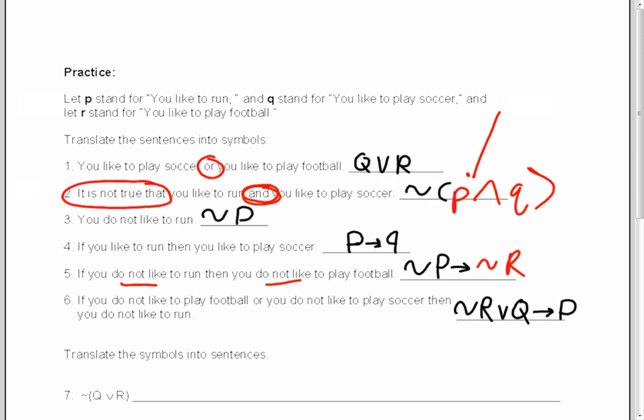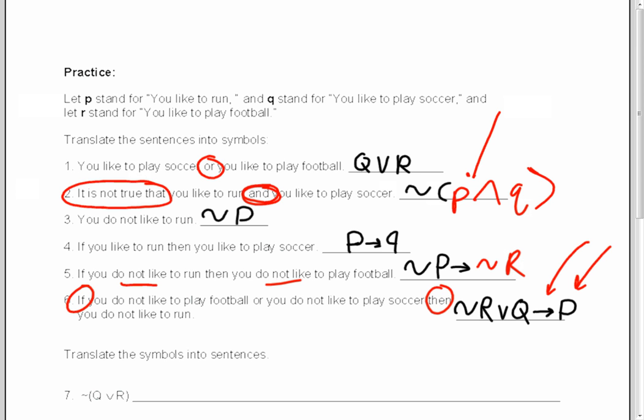How many people like number 6? What do I need to put in there? Yes. Until then, before the Q and P. If you do not like to play football or you do not like to play soccer, then you do not like to run. Let's see. If and then. What does if and then indicate? What kind of symbol? Arrow. Do we have an arrow? So that's good. What comes after the word then? You do not like to run. Run is P, so that is correct.